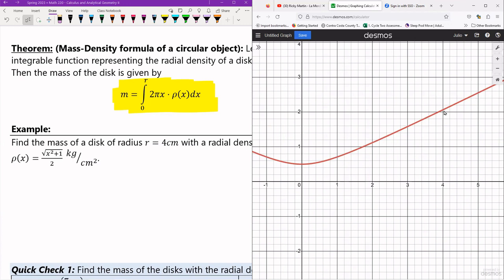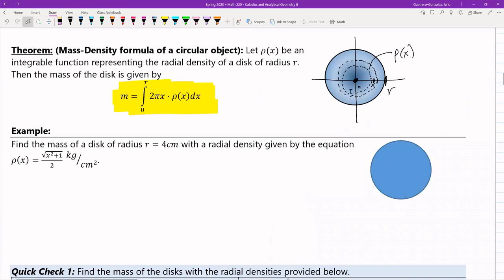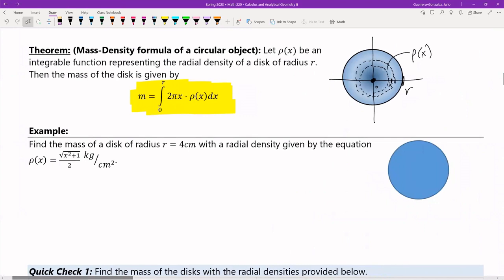So in order to find the mass of my disk here, I get to plug it into that equation right above it. And we know that this disk, crude drawing here, is going out to 4, and this radial density is being defined by my rho of x. So we know that we need to go from 0 to 4, so let's start plugging stuff in.